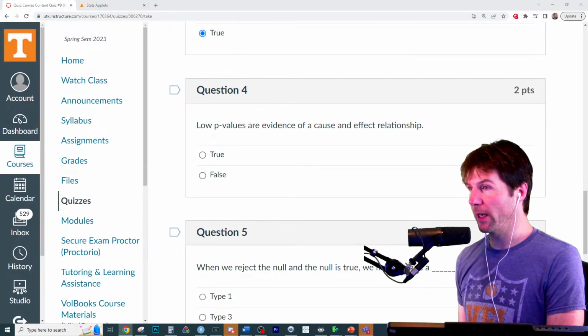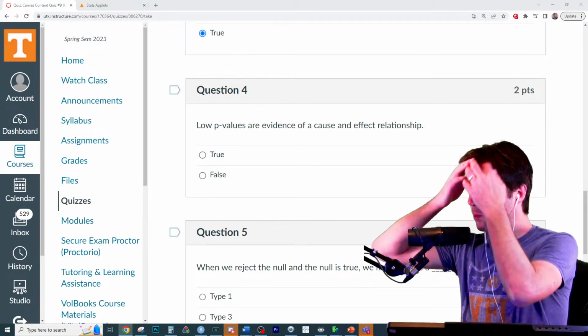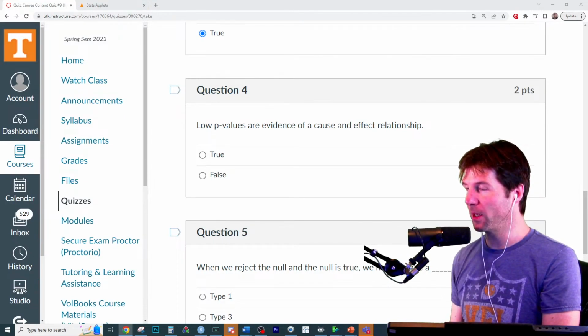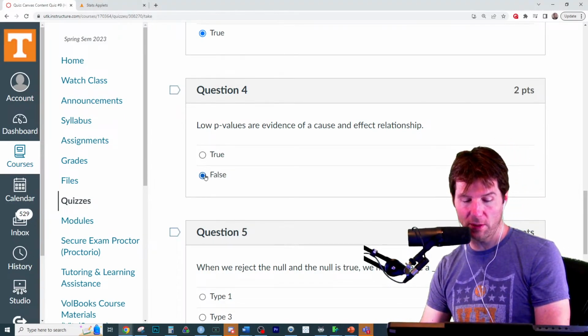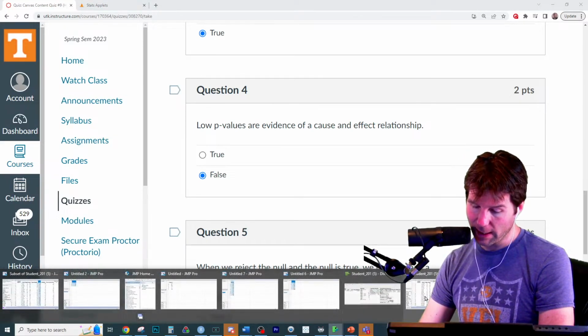This one is false because we never say things like prove or cause in statistics. So we don't use the words prove. We don't use the words cause in statistics, so this is false. So good work right there. Good practice.